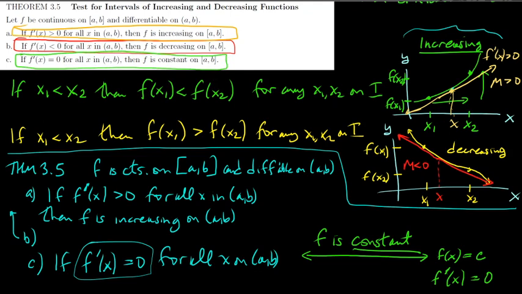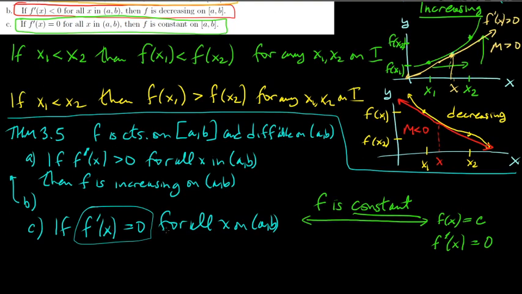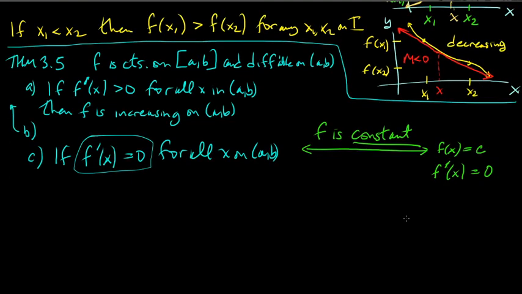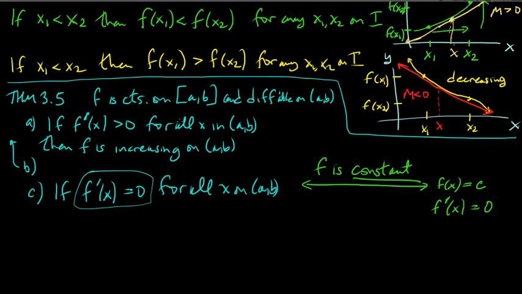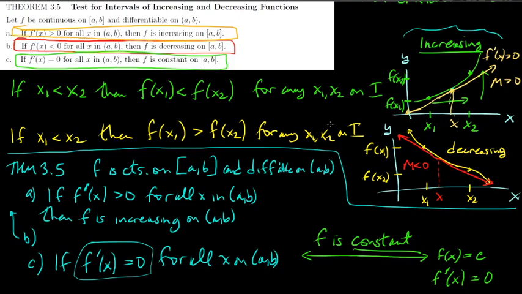So if the derivative is always positive, you know it's increasing. If the derivative is always negative, you know it's decreasing. And if the derivative is always 0, then it's not increasing, it's not decreasing. We say it's a constant function. Okay, so now we want to determine where a function is increasing and where it is decreasing, because a function doesn't always have to be increasing.